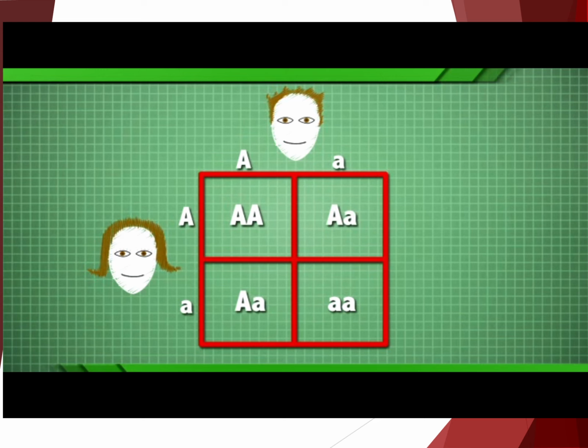Genotype refers to the genes the organism has. Phenotype refers to the physical appearance. My genotype is to have two blue-eyed genes. My phenotype is to have blue eyes.